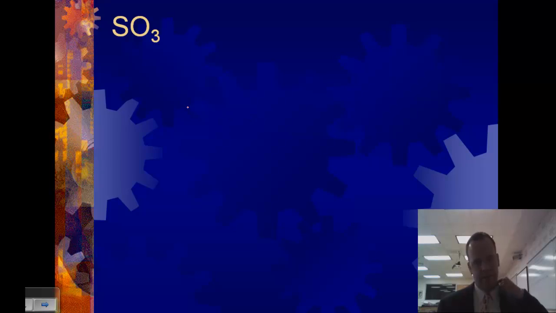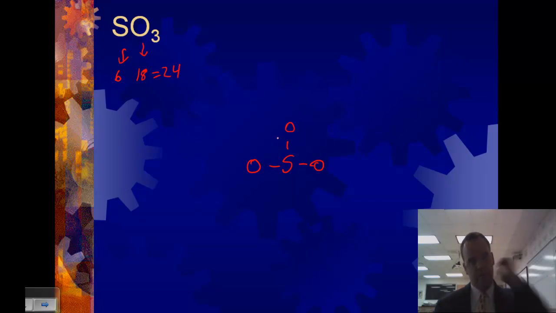Now let's look at SO3. Sulfur has 6 valence electrons. Oxygen has 6 times 3, 18. We have a total of 24. So if I start with sulfur and bond it to each of the oxygens, that gives me 6 of my electrons, so I have 18 more to work with. 2, 4, 6, 8, 10, 12, 14, 16, 18. So I end up with this oxygen being stable, the oxygen here in the middle being stable, the left oxygen only has 6, and this sulfur only has 6.